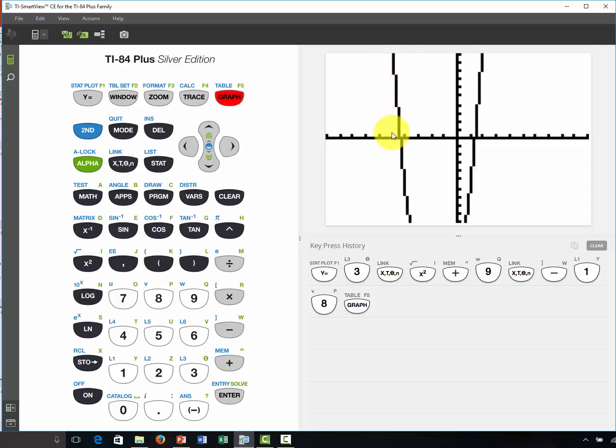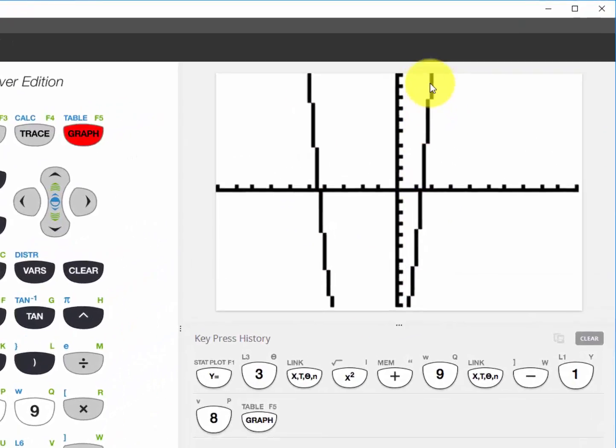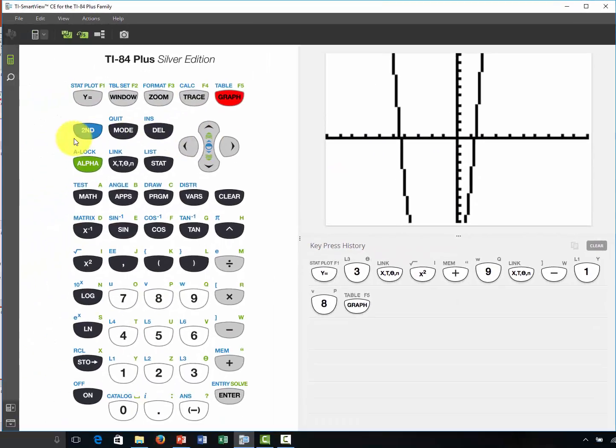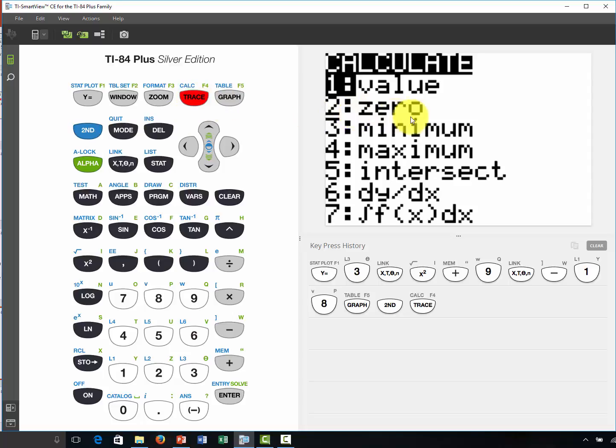We don't see the vertex or the y-intercept in the graph, but we can see an x-intercept here and an x-intercept here. So it looks like this x-intercept's between 1 and 2, and this one is between -4 and -5. So let's use the 0 command. If I go second trace, number 2, 0. 0 is another name for x-intercept.